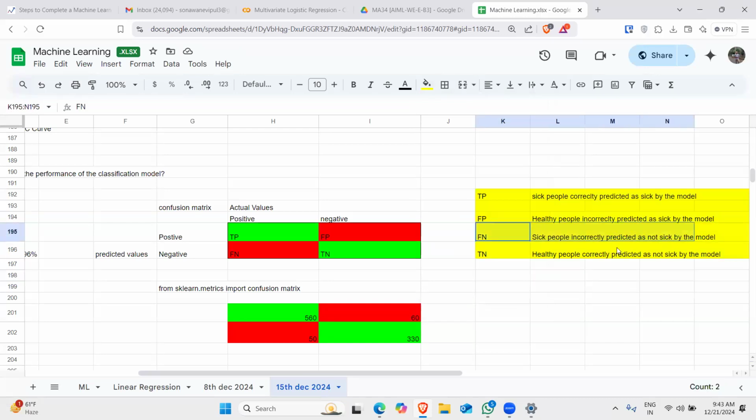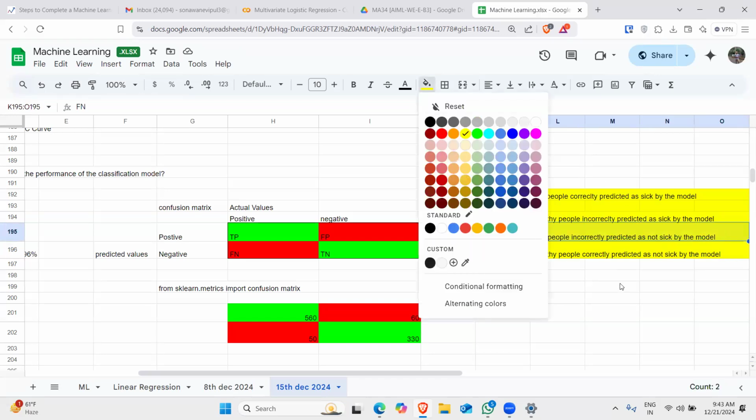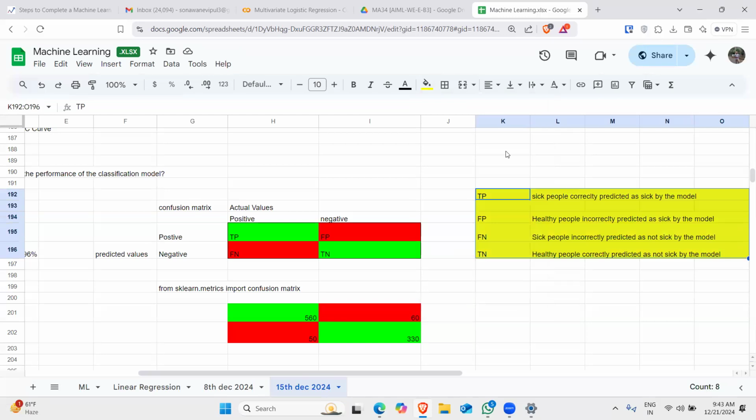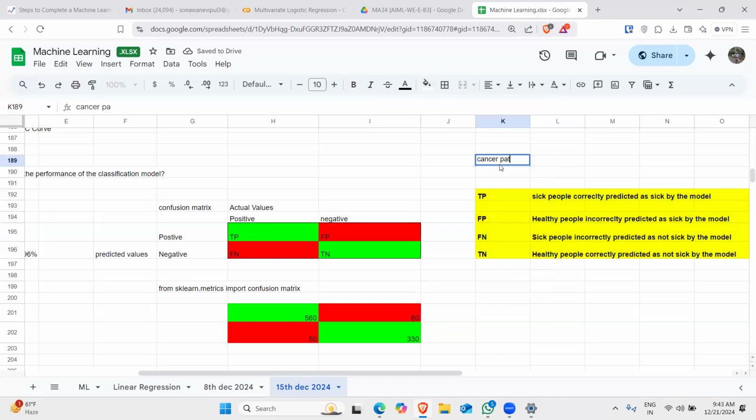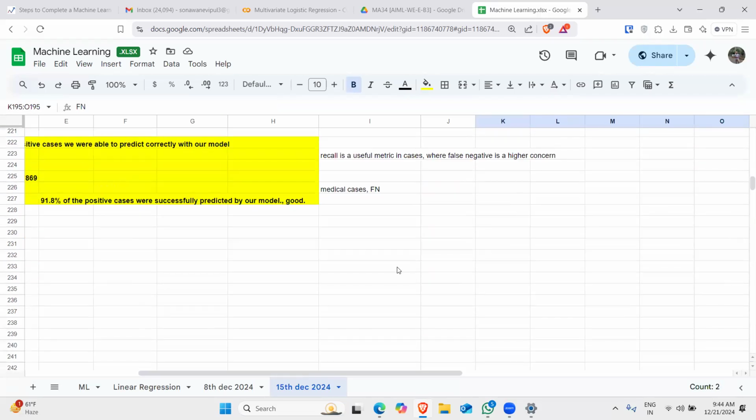Now, in medical scenario, false negative is very important for us, like sick people incorrectly predicted as not sick. They were sick, right? They were in the critical situation, and we should predict them as sick because they are critical. Let's say we are talking about cancer. Let's say this is a cancer patient, and the situation is so critical that we should not be able to neglect them, because there will be chance of death. Yes or no? So where false negative is higher concern, we should go with the recall. That is your medical cases.